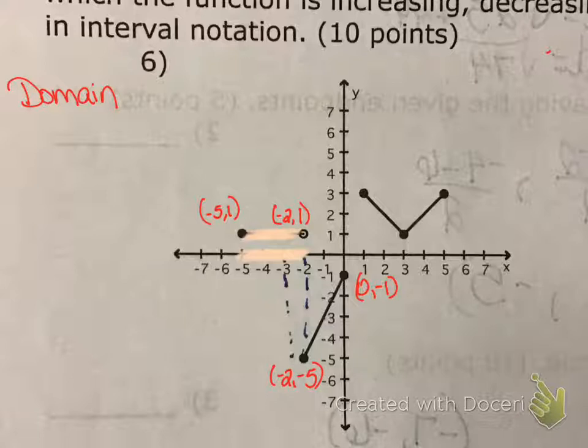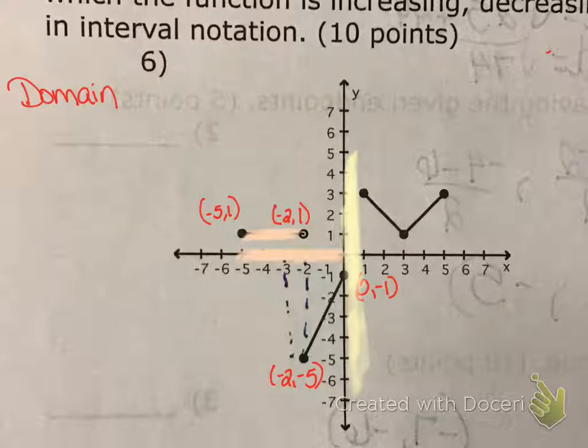So because of this line segment, these are covered now. So those are all my x values that are covered. Now, if you look, I skip. Nothing is happening right here. So I don't have any x values in between 0 and 1. No x values between 0 and 1.